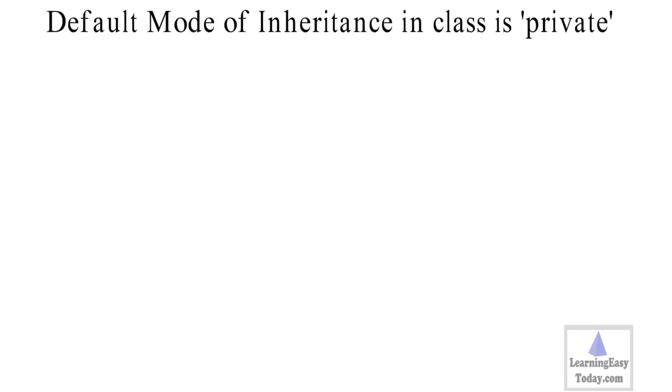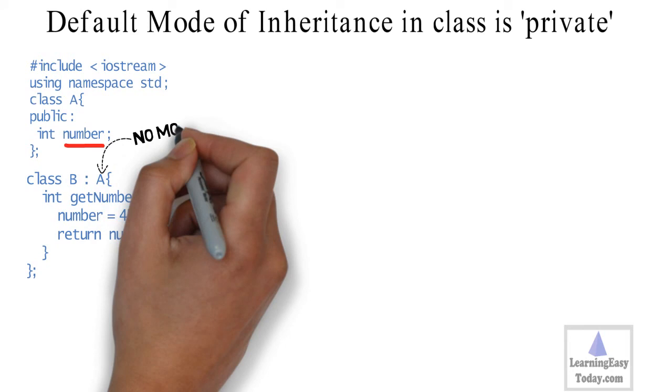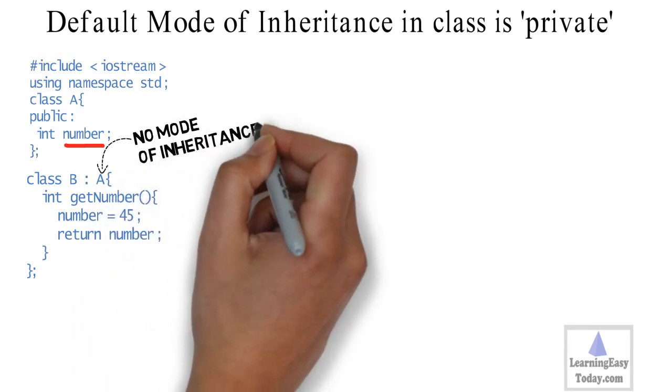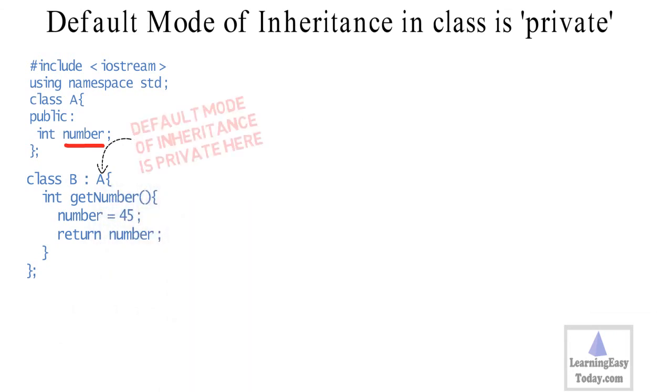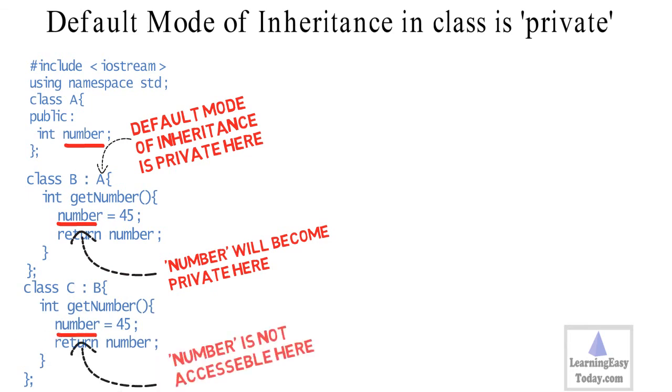Now let's discuss the default mode of inheritance for a class in C++. In this example code, class A is base class with a public data member number. Thereafter, the class A is inherited to another class B without specifying mode of inheritance. In this case, the default mode of inheritance will be private. It means the base class A is privately inherited to the derived class B. The public data member number in base class A will become private in the derived class B and will not be available for further level of inheritance.